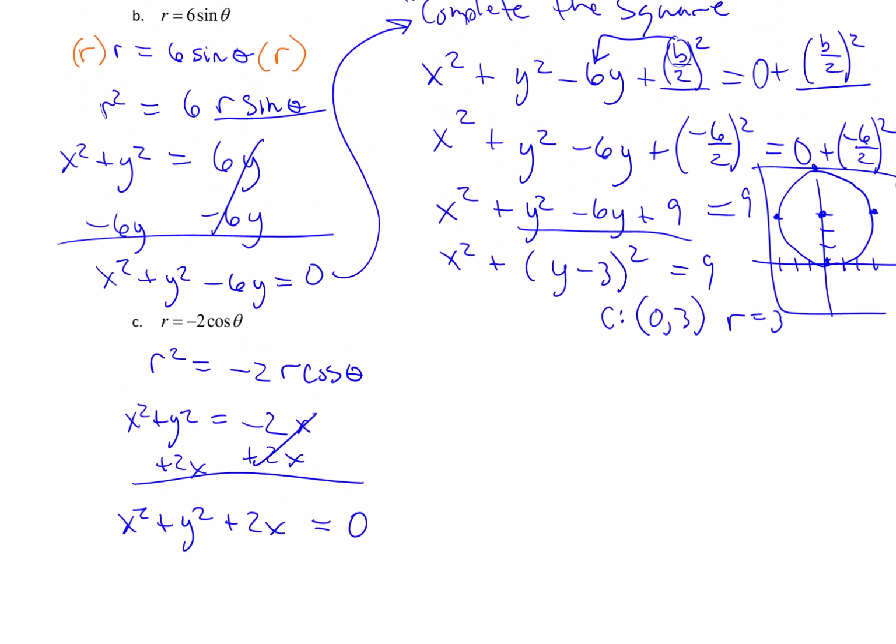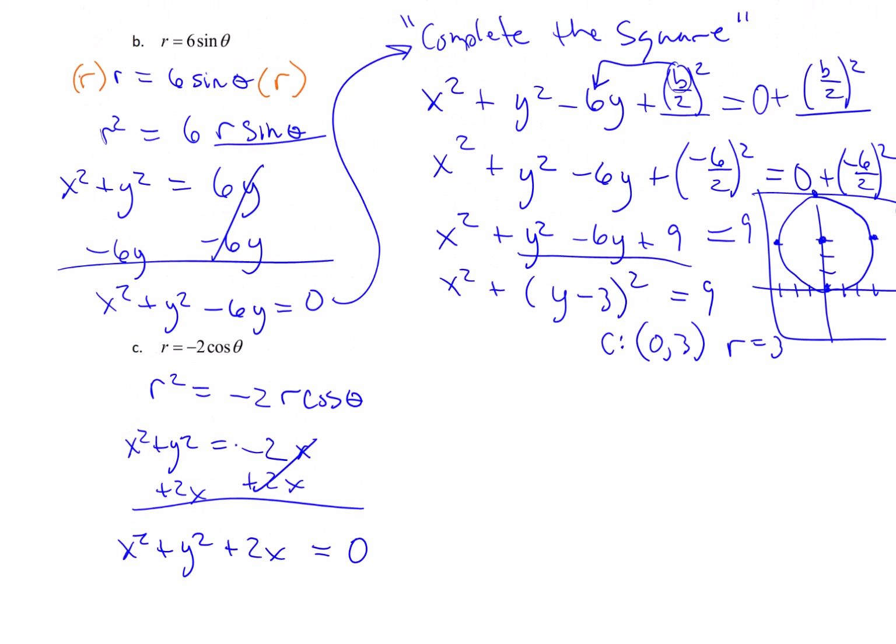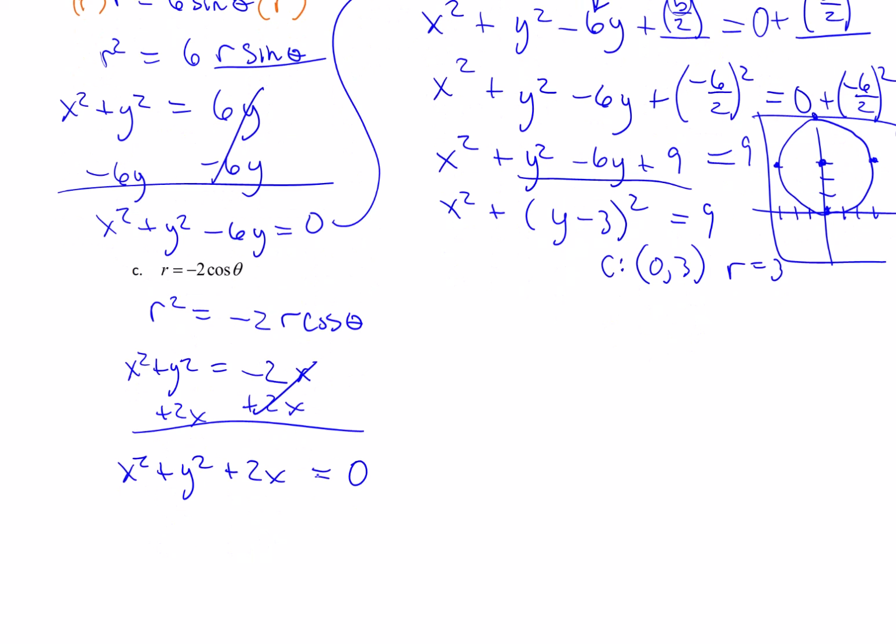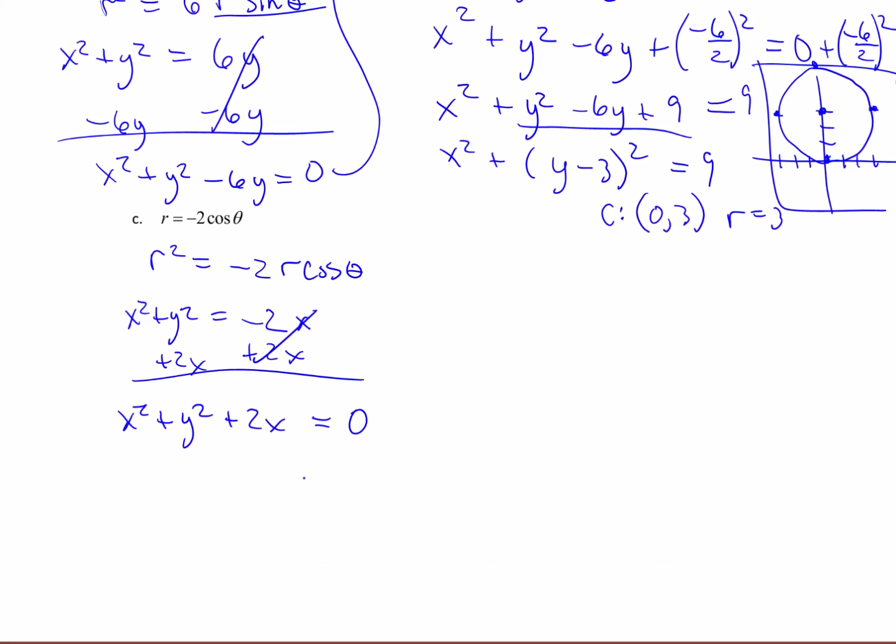Kind of like in the previous problem, we did complete the square on the y's, but not on the x's. Again, it's just depending on what you have in the equation. So for this one, we're going to do the same kind of thing where I'm going to rearrange these and use the complete the square process.